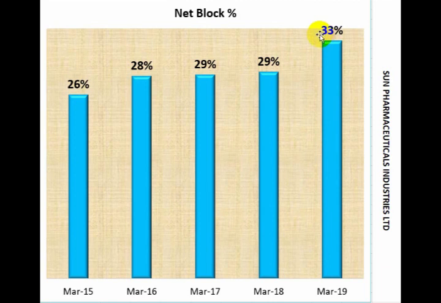The net block percentage should also be stable over the years. If you look at the amount of money the company is investing in fixed assets, it's quite stable at least till March 18, and in March 19 the company has invested heavily into either some expansion, some kind of growth, or capital investments.